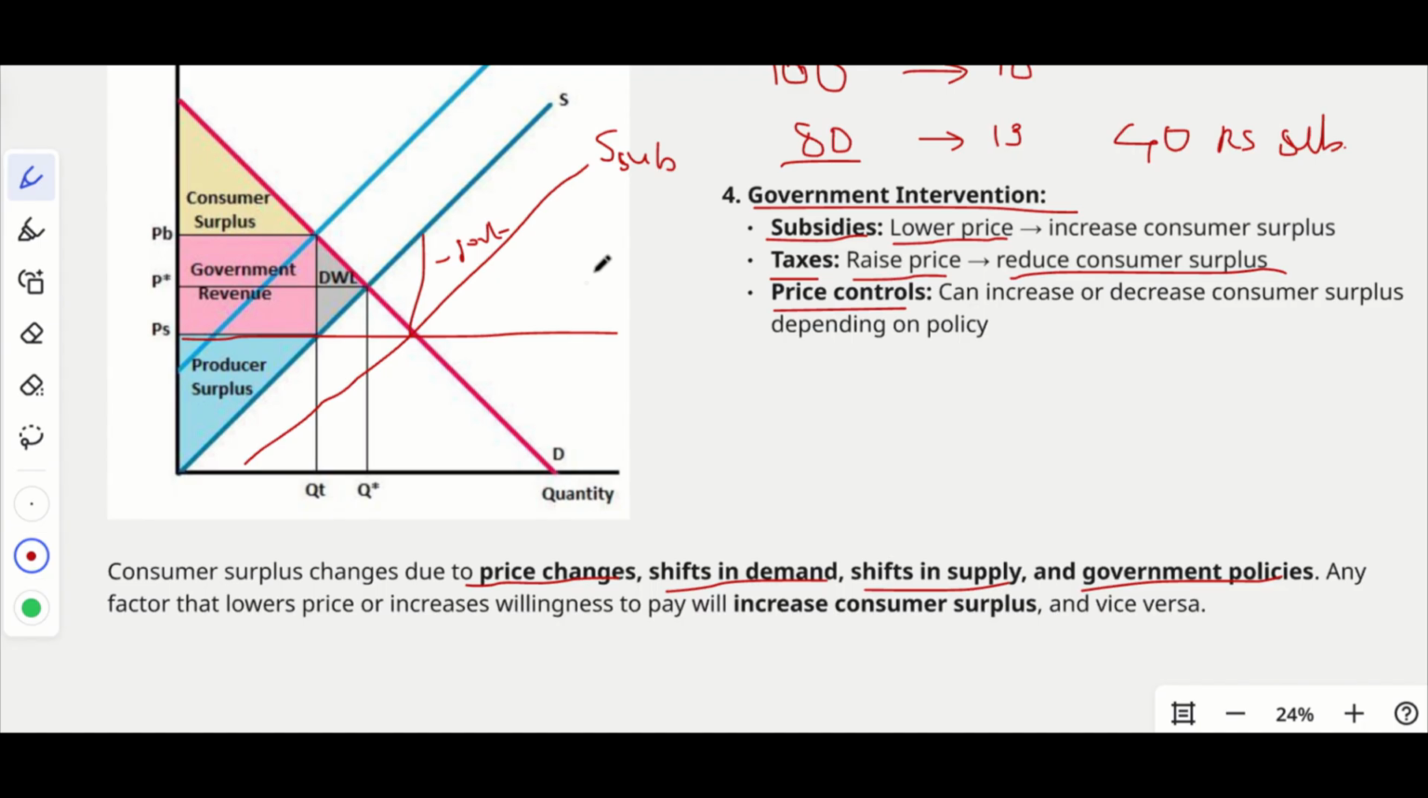So all these can make a change in the consumer surplus. If we have lower prices, higher demand, higher supply, less taxes, more subsidies, and more government intervention for increasing consumption, it will increase the consumer surplus. Okay.